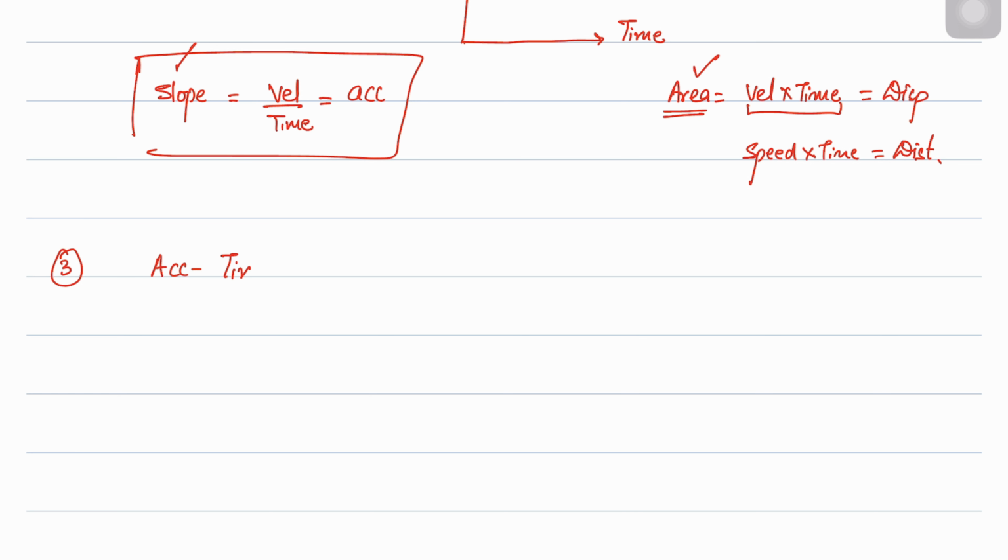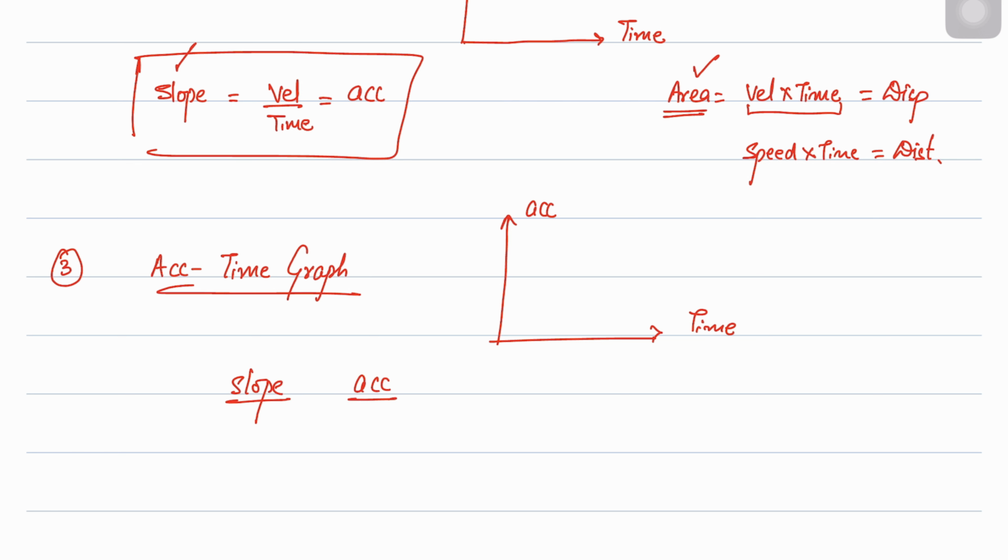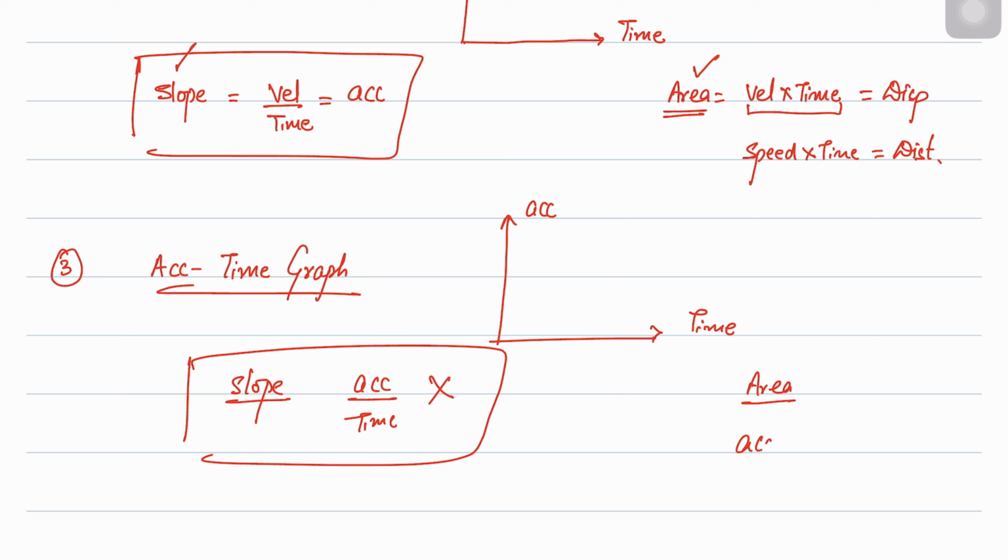Check the third one, the acceleration time graph. In the acceleration time graph, one axis is acceleration, and here is your time. Check the slope: acceleration divided by time. Do you have something? No. So slope is not possible. Area: acceleration multiplied by time. Yes, we have the word velocity. So we can find the area in this graph. Clear, guys? The second approach I will explain during the question. These are the basic things you need to focus on.